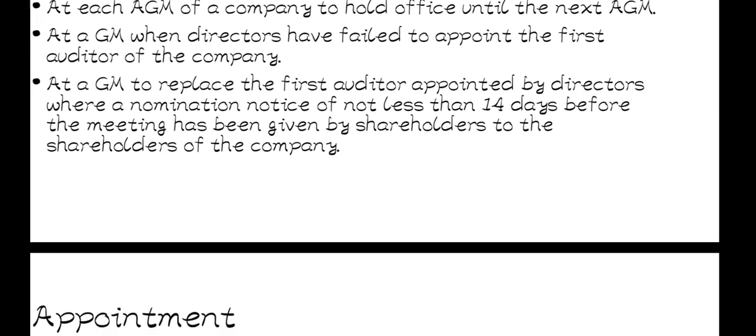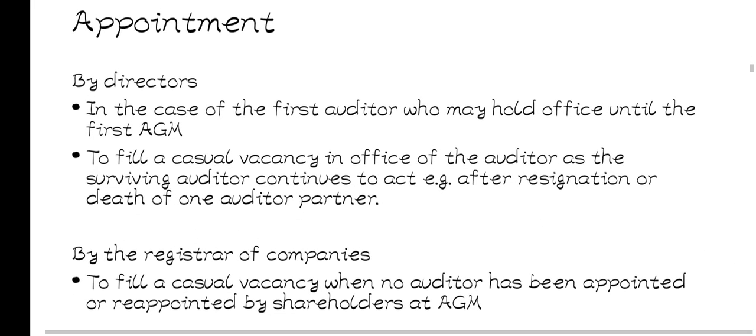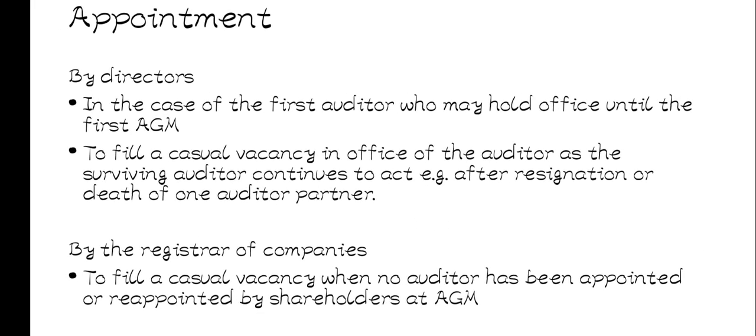Then the next one we have is appointment by the directors. When do directors appoint an external auditor? First is in the case of the first auditor, who may hold office until the first annual general meeting. The first auditor of the company, when the company has just started, is appointed by the directors. So they appoint that first auditor to be in office until the first annual general meeting.